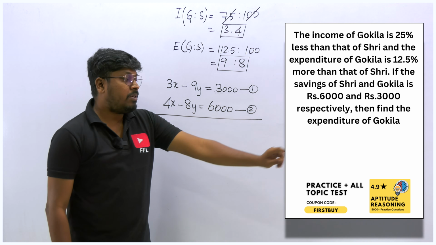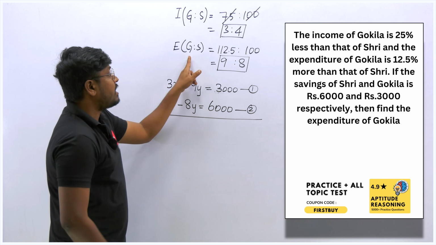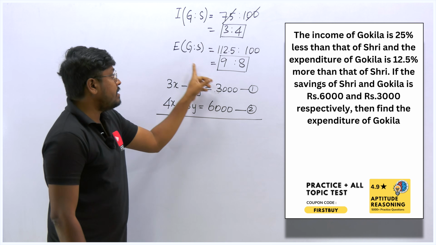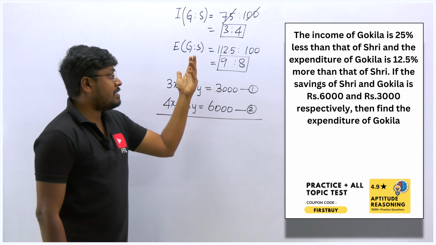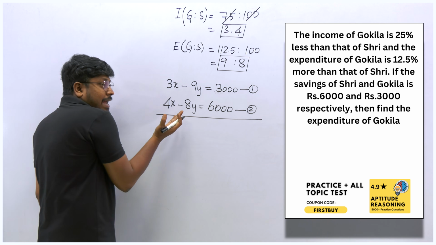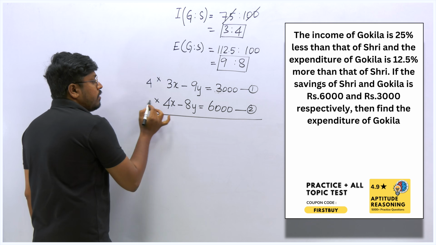So now according to the question, find the expenditure of Gokila. So our target is to find the expenditure. That means we have to find the y value. Yes. So once you find the y value, we can easily find the Gokila or the Sri expenditure. So now we have to cancel x. If we have to cancel x, just multiply the first equation by 4 and the second equation by 3.